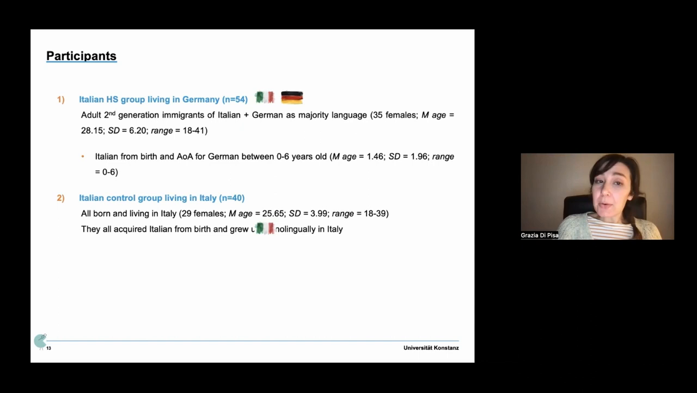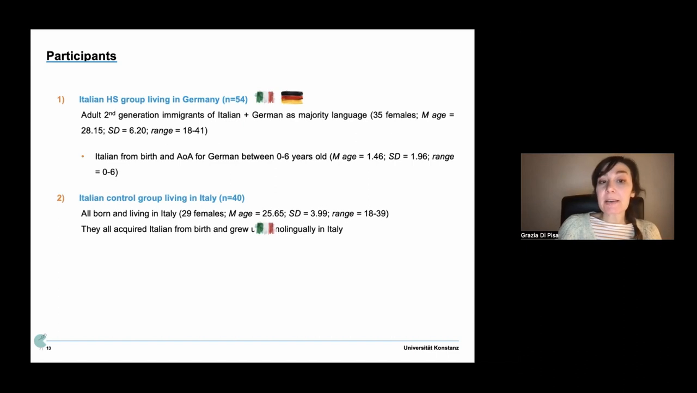The Italian heritage speakers were all adult second generation immigrants of Italian, and German was the majority language. They all had Italian from birth, and the age of acquisition of German was between 0 and 6 years old. It depended on whether one of the parents was German, or on when they started going to school and were, of course, exposed to German.